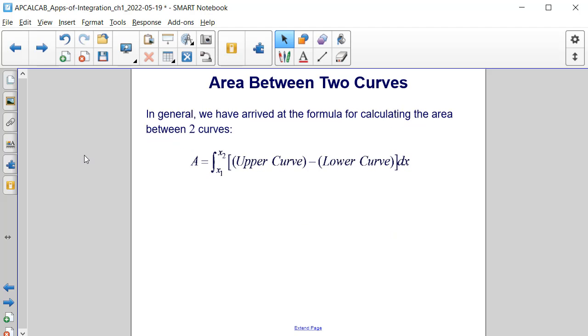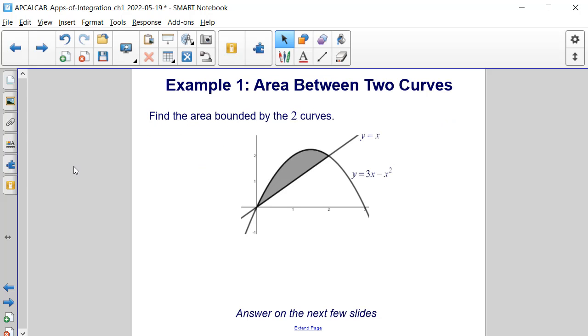In general, we have arrived at the formula for calculating the area between two curves. That area is going to be the integral from x1 to x2 of the upper curve minus the lower curve with respect to x. Now let's try to find the area that's bound by these two curves. We have y equals x and y is equal to 3x minus x squared.